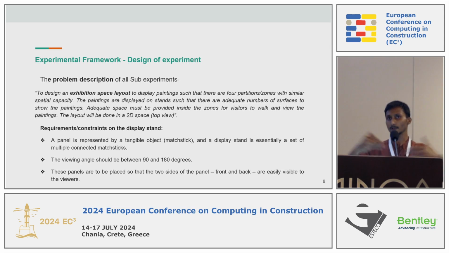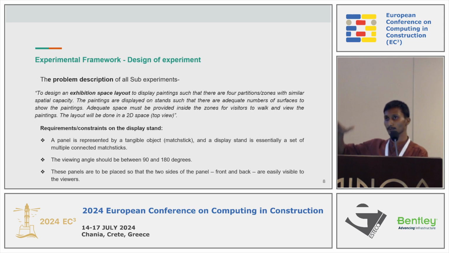So this is a design of an exhibition layout where they have to place different paintings. There should be 4 partitions of the complete space. The paintings are displayed on stands such that there are an adequate number of surfaces to show the paintings. Adequate space must be provided inside the zones for visitors to walk and view the paintings. The layout will be done.